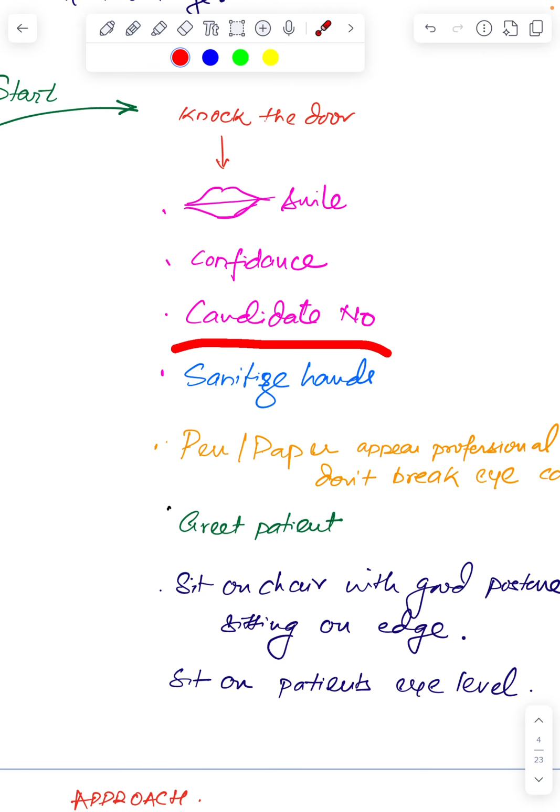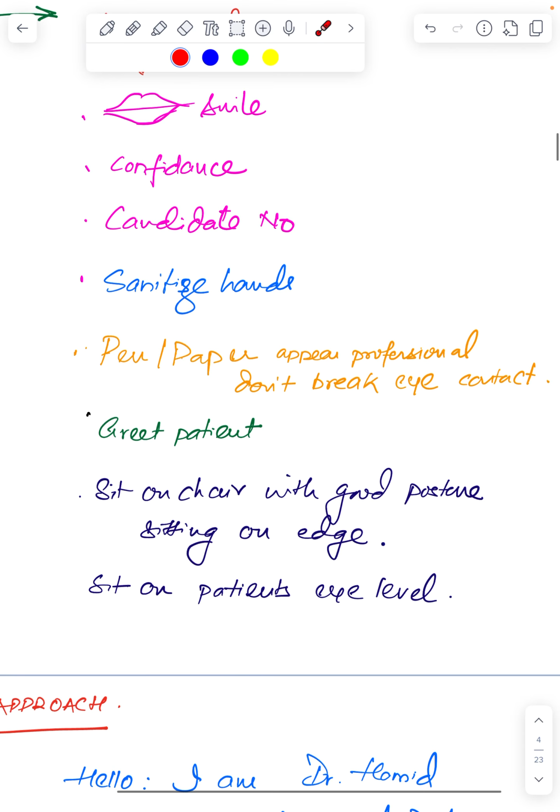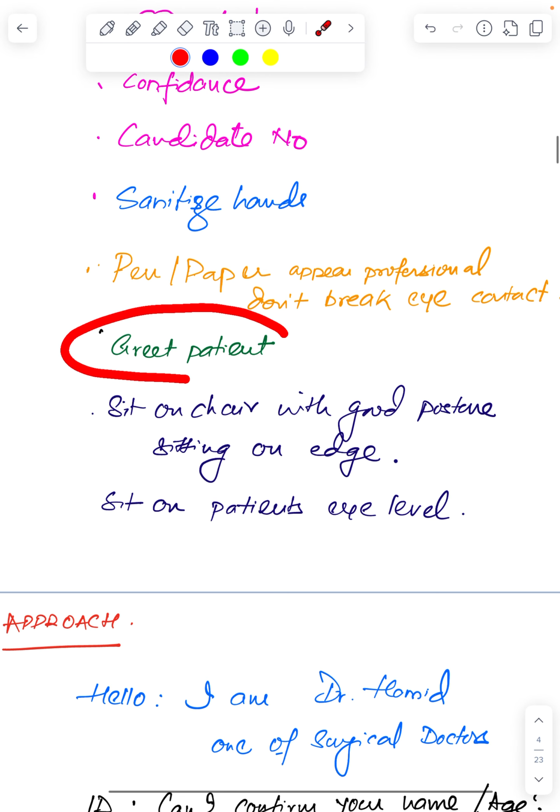The first thing, when you are examining the patient or taking the history, you have to sanitize your hands. Sanitizer is there. You have to sanitize. To look professional, you should have a pen and paper if available. Don't break eye contact with the patient. Now you have to look towards the patient. Greet the patient.